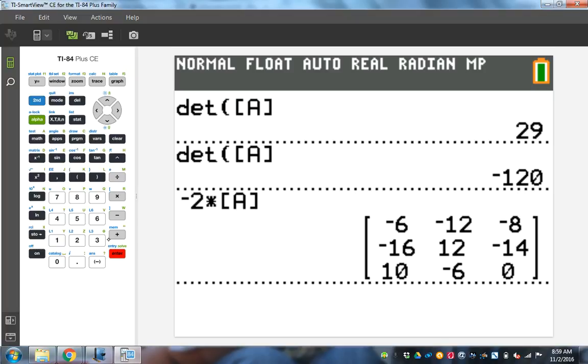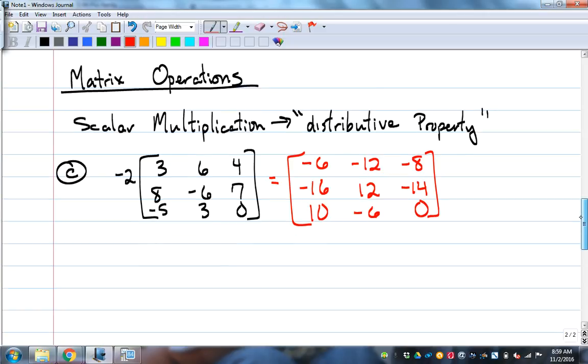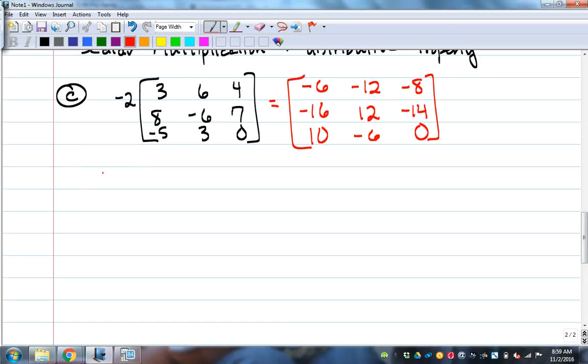So scalar multiplication is really an easy thing, and it doesn't matter what size the matrix is. You can do scalar multiplication no matter what size it is. It doesn't have to be square or anything like that. The next operation we'll do is addition and subtraction.